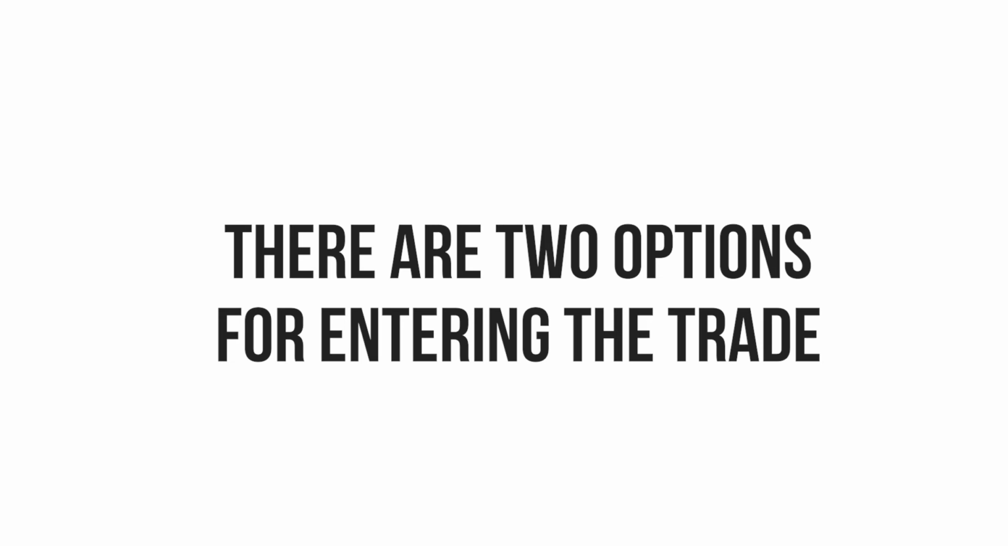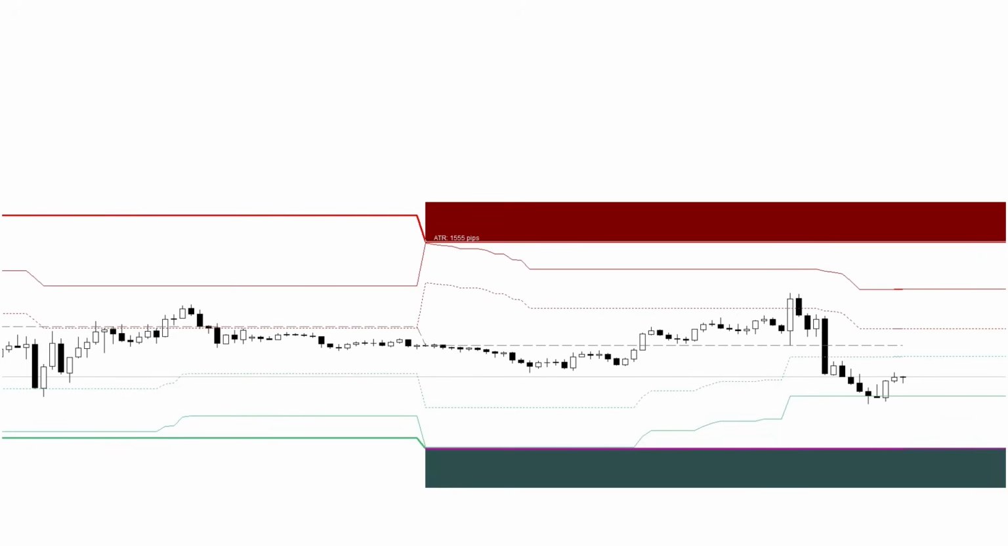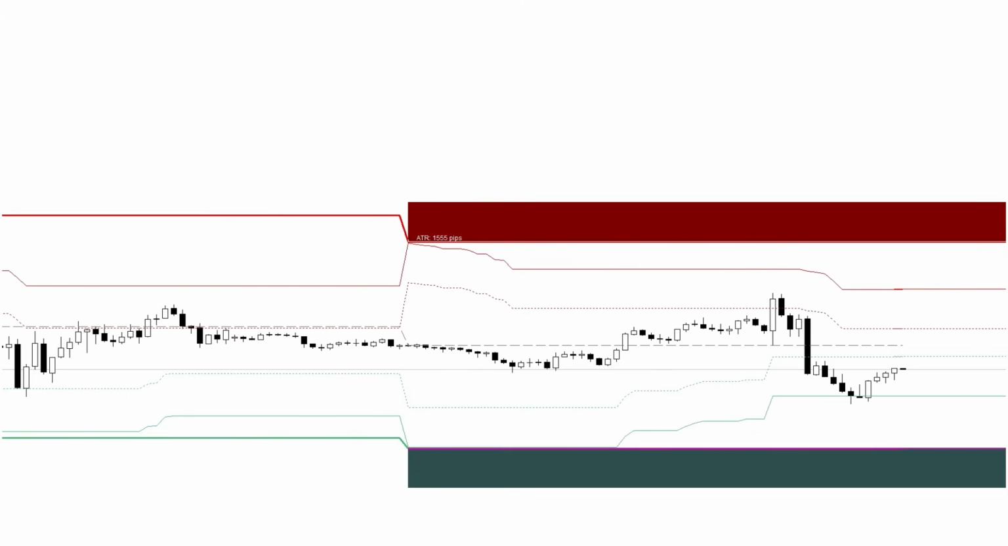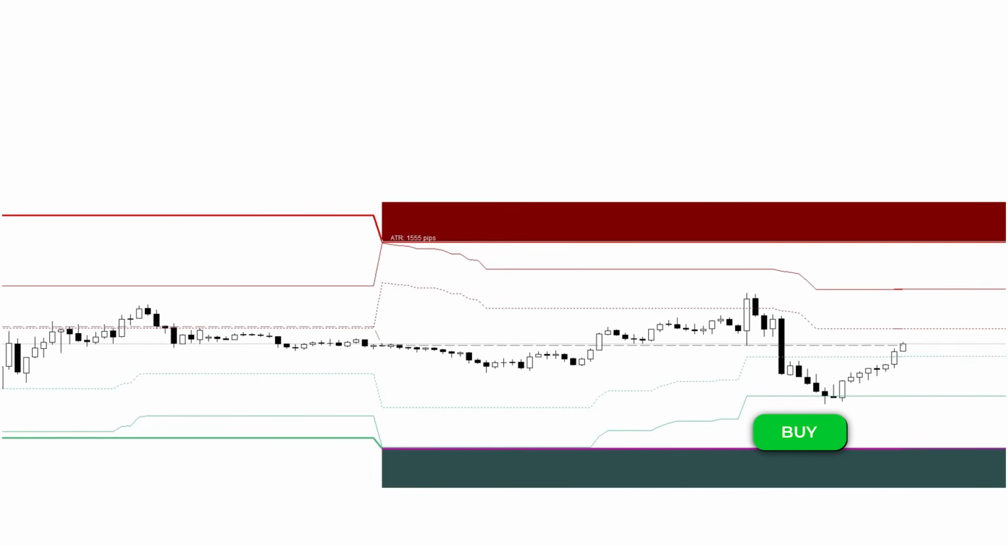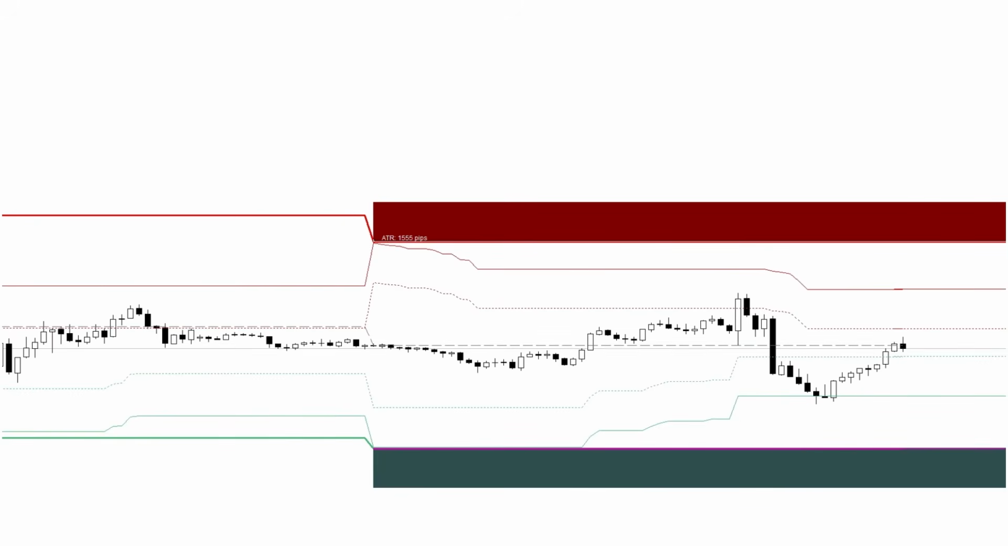There are two options for entering the trade. The first one is a conservative approach. We wait until the price touches the level and starts to slow down. As soon as reversal candlesticks appear, we enter the trade. This option gives more confidence that the level really works.